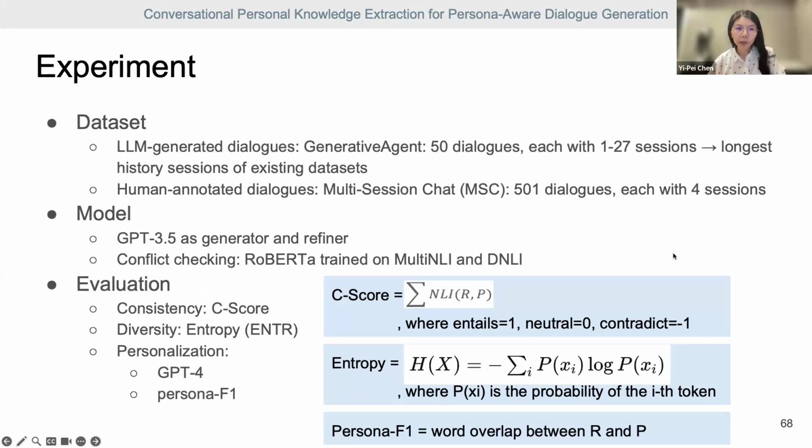For the experiments, we use the dialogues from generative agents, which are LLM-generated dialogues and have, as far as we know, the longest history sessions so far. For the model, we use the GPT model as the generator and refiner. And we evaluate consistency by C-score, diversity by entropy, and personalization by GPT-4 and persona F1.